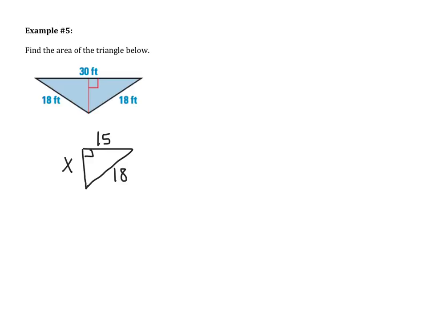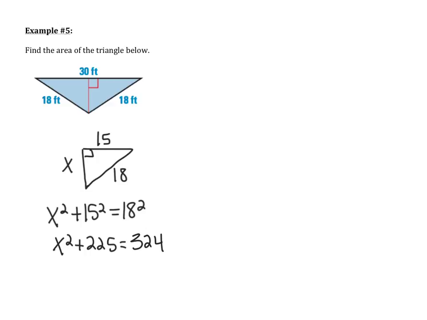So again, we'll use the Pythagorean theorem. Since we're looking for a leg length, it'd be x squared plus 15 squared, set equal to the hypotenuse squared. To simplify, it'd be x squared plus 225 equals 324. Then I would just subtract 225 from both sides, and I'd end up with x squared equals 99. Taking the square root of both sides, I notice that 99 is not a perfect square. So I'm just going to leave it as the square root of 99.